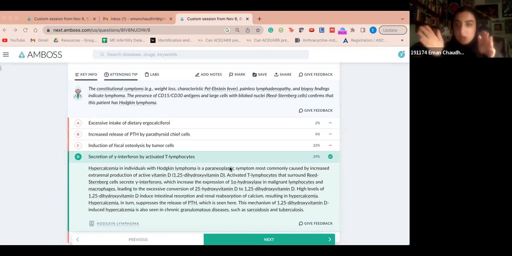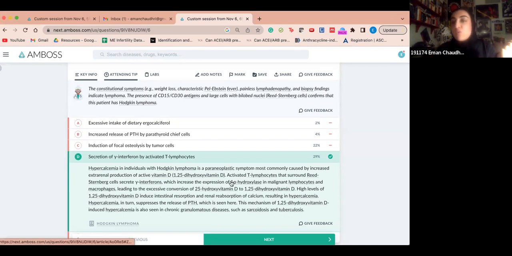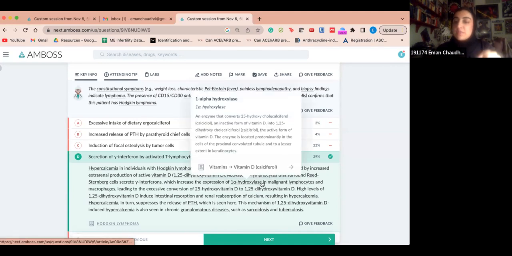So you have your Reed-Sternberg cells. It's surrounded by T lymphocytes. These T lymphocytes basically call the macrophages and other things to start acting up, right? Because they secrete gamma interferon. So macrophages have 1-alpha hydroxylase. Now, for everyone who attended my pulmo session, I remember I said this. In sarcoidosis, for example, you have a lot of macrophages and you have hypercalcemia. Why? It's the exact same mechanism, because you have increased expression of 1-alpha hydroxylase. So this is something that's in macrophages.